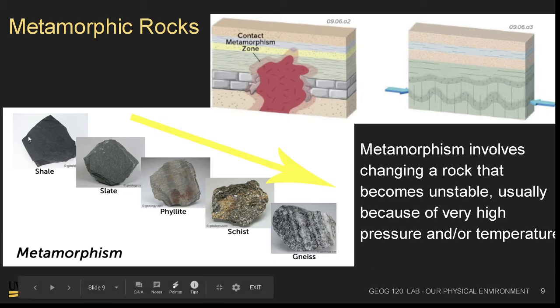Here's an example of one system of metamorphism. We're starting out here with shale, very common in the eastern United States, such as Pennsylvania. It's a sedimentary rock, formed from compressed bits of mud and clay, and it breaks apart very easily into these flat sheets. Now, once the shale undergoes enough heat and pressure for enough time, it can progress from shale to slate, to phyllite, schist, and finally gneiss.